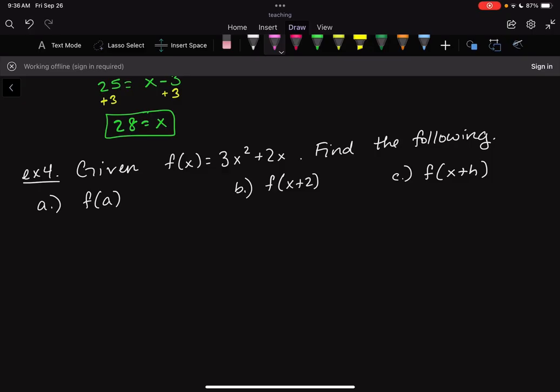So if I'm looking for f of a, I'm being given f of x. So all I'm going to do is replace all of the x's with a's. So I'm just literally replacing what is in those parentheses. So now I'm going to have 3a squared plus 2a. And that's it.